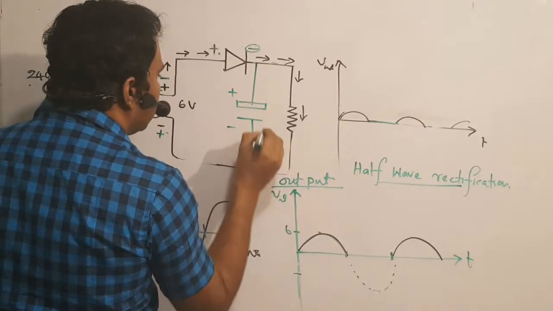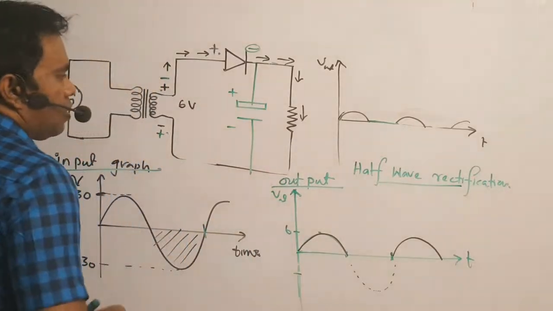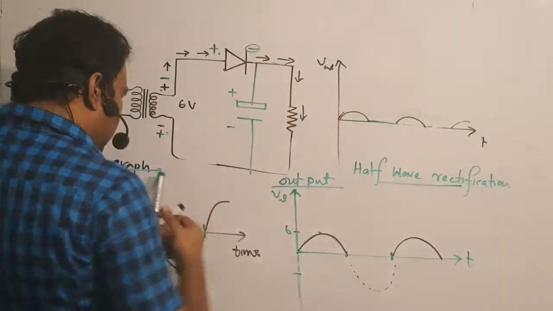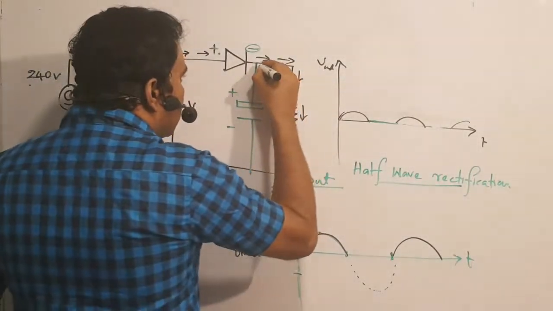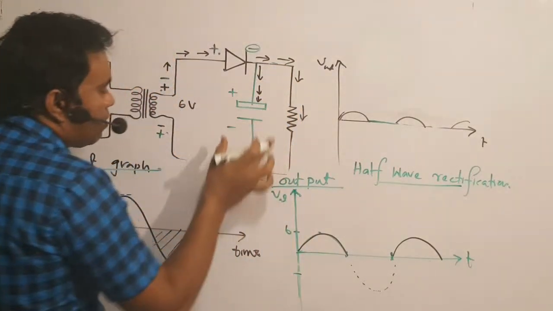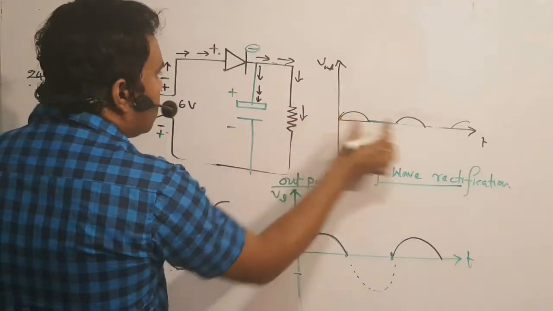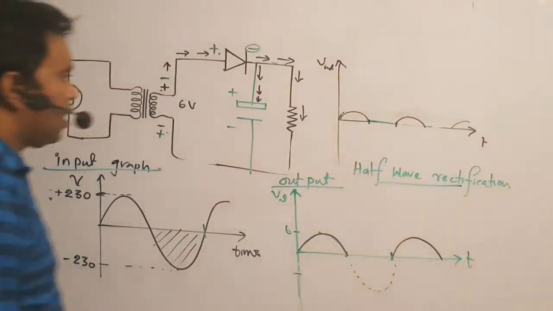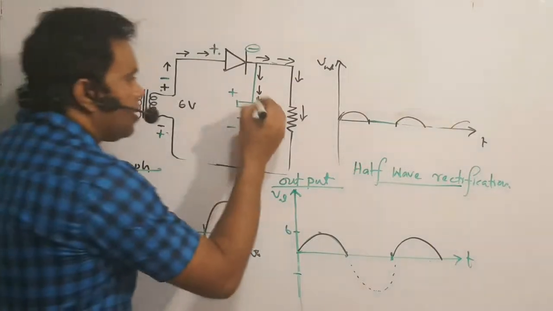Here's the positive and this is the negative terminal. Okay, look at this. When the current is there, a part of the current is used to charge the capacitor. Now capacitor is charged. In the next instance, what happens? There's no output current, but capacitor is charged.